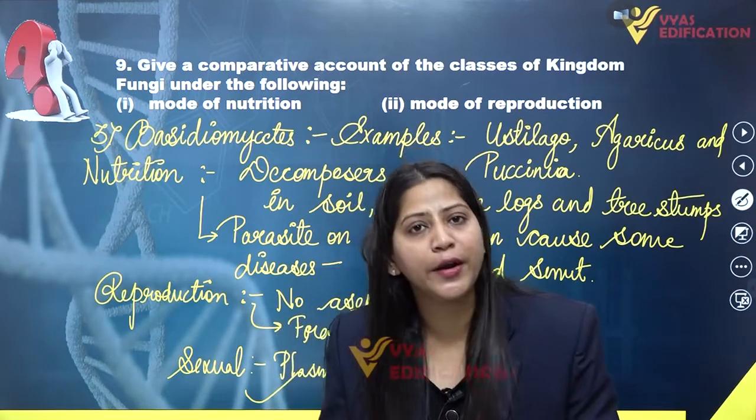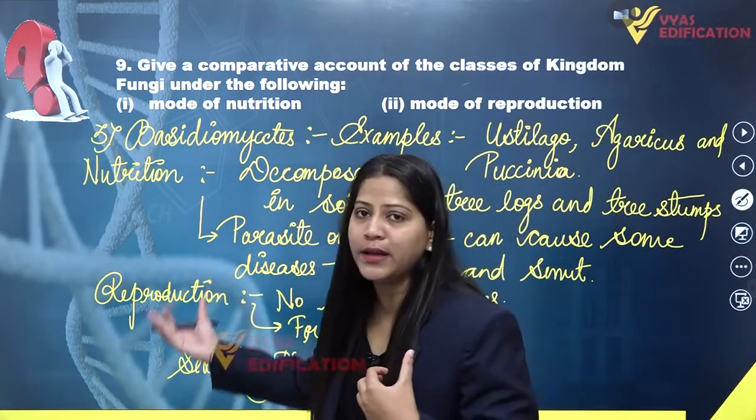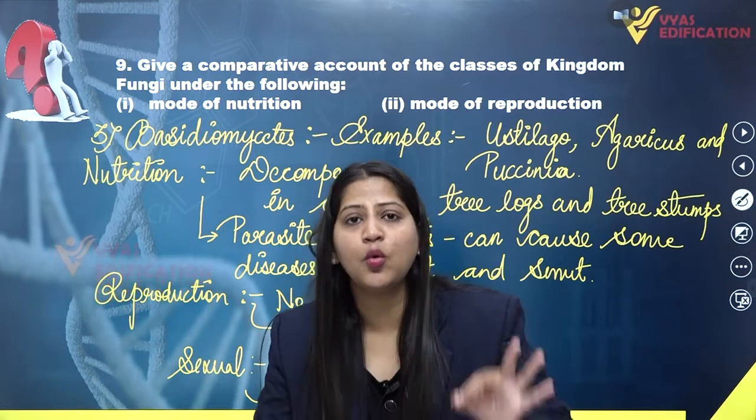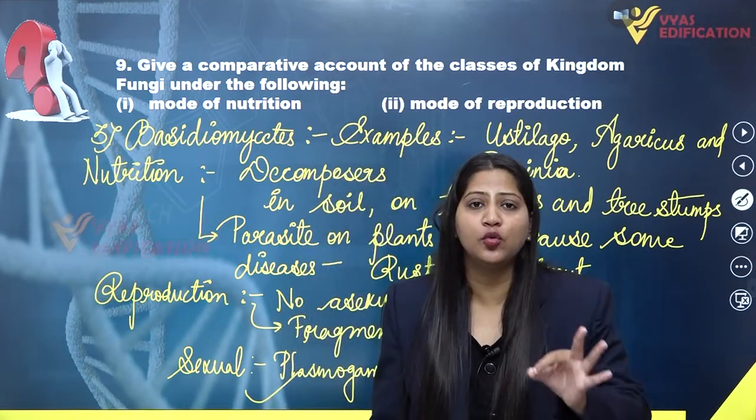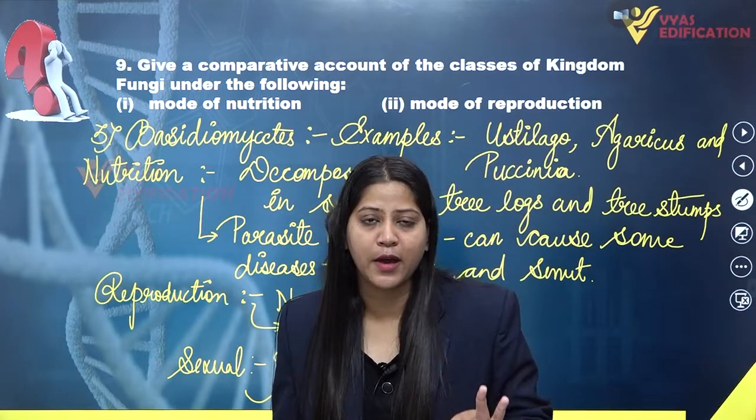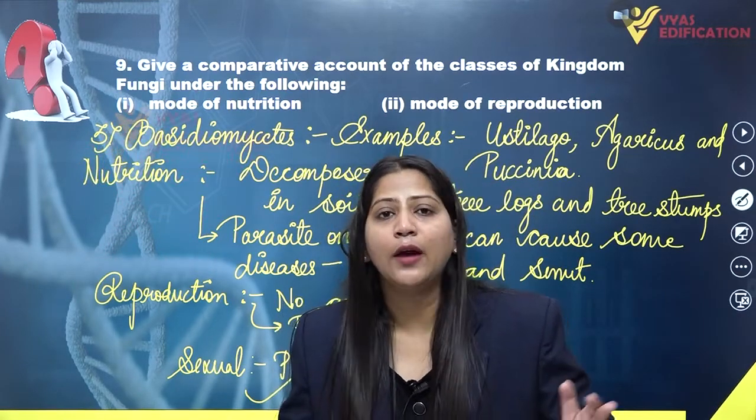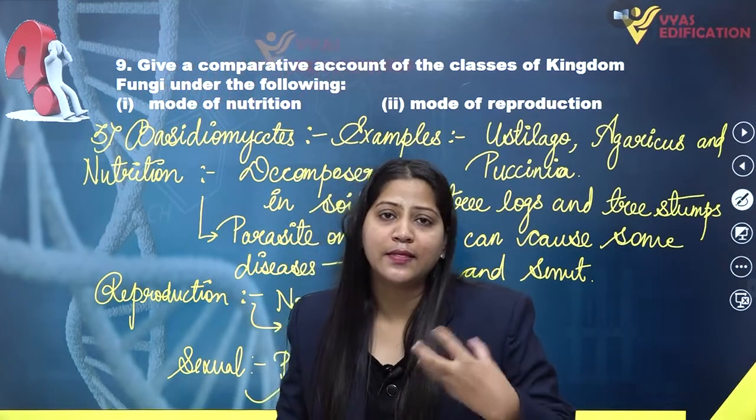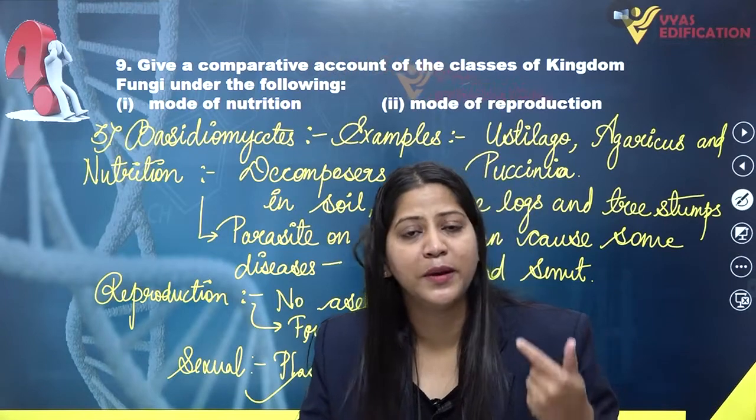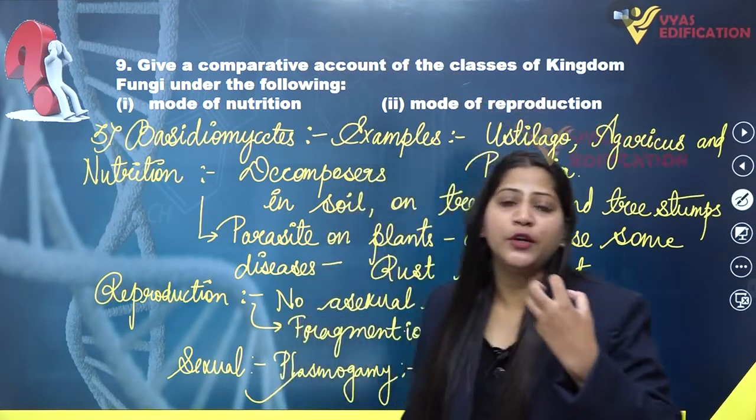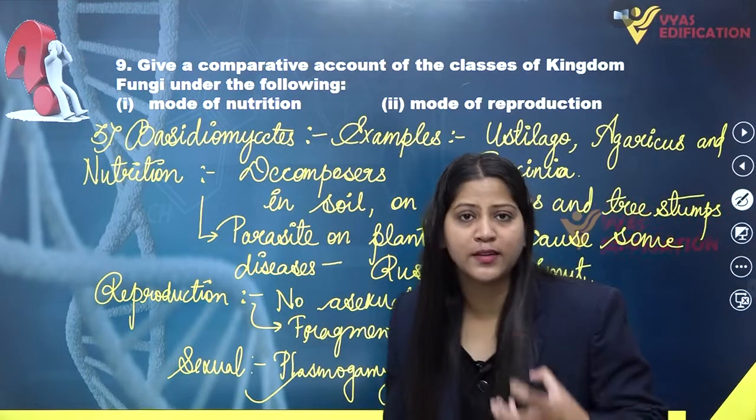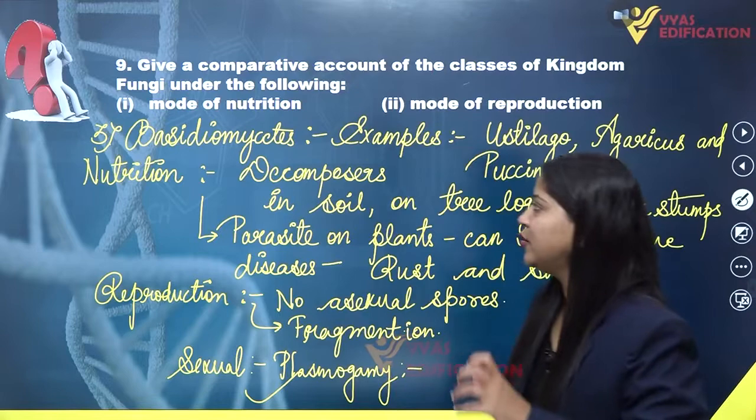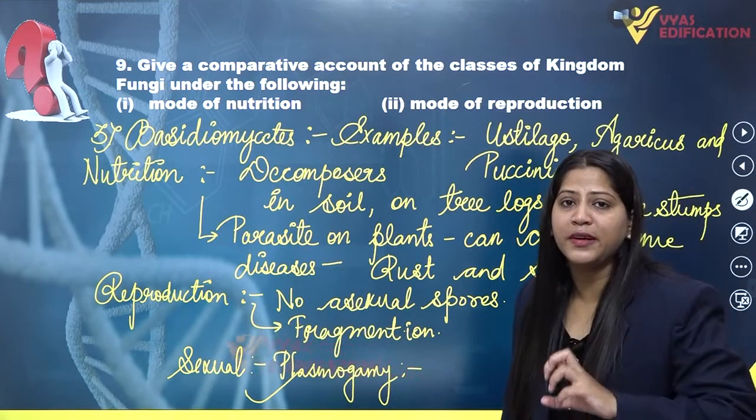Hyphae are haploid in nature. All the hyphae as the body are haploid. The two haploid hyphae, the two different strains, are going to fuse with each other to form a dikaryotic stage, and this dikaryotic stage is going to produce basidium, which is going to produce 4 basidiospores inside the basidium. So this is all about the basidiomycetes or the members of basidiomycetes.